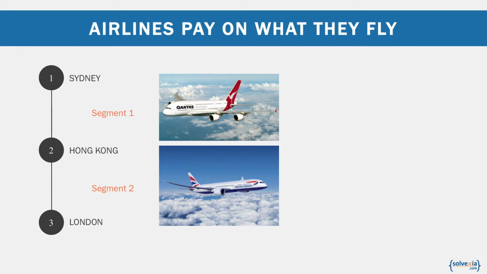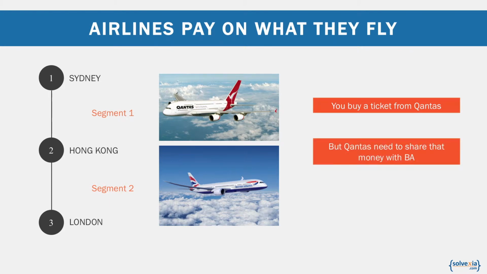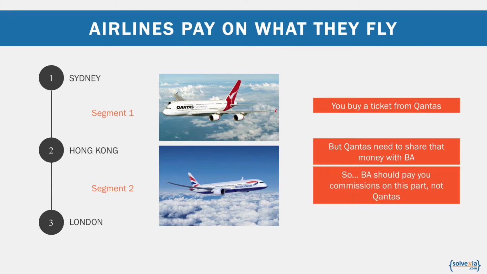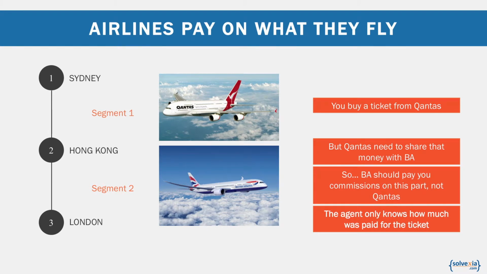So what's actually happening is you bought your ticket from Qantas, but, and again, I'm probably simplifying here for the travel agent people in the room, Qantas actually need to share that money with British Airways because it's a British Airways plane that's flying you there. So it's only fair that when it comes to paying out commissions, Qantas would only pay you on the part that they flew. But that ticket information I showed you earlier only shows the value of the total ticket. So they've got one number, say $2,000, but they have no idea how much of that should be allocated to the Qantas flight and how much of it should be allocated to the British Airways flight.